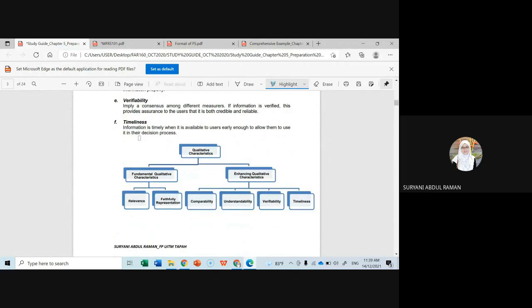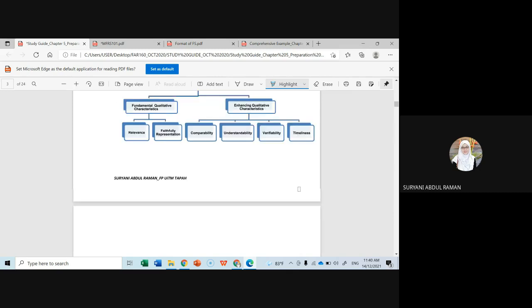Don't use outdated data. So this qualitative characteristic can be further explained in these two diagrams. The qualitative characteristics can be broken down into two scopes, the fundamental and the enhancing. Under fundamental, the most basic, there are two: relevance and faithful representation, while the enhancing is like a booster: comparability, understandability, verifiability and timeliness.